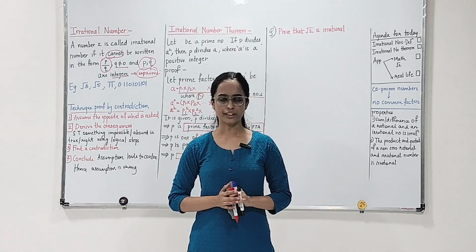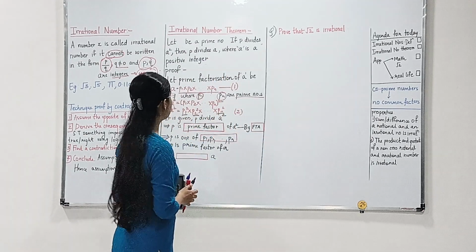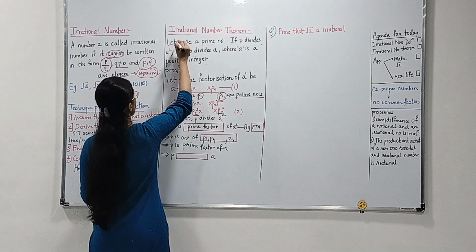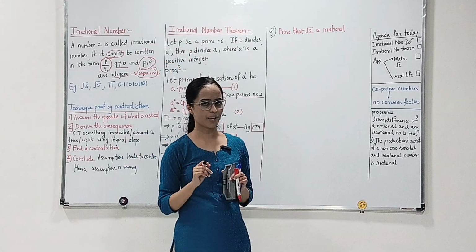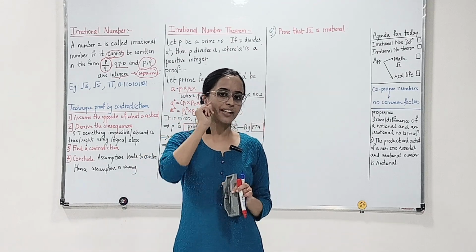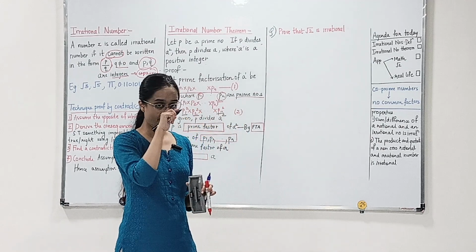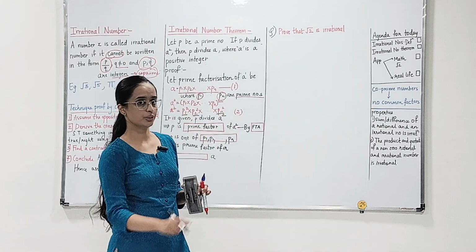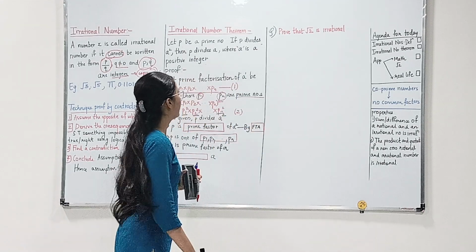Let's start with the irrational number theorem. What is the statement of this theorem? It says that let p be a prime number. So we take p as a prime number. Now why did I write p later? Because I want to exclusively draw your attention towards it. You need to keep in mind that p is a prime number.